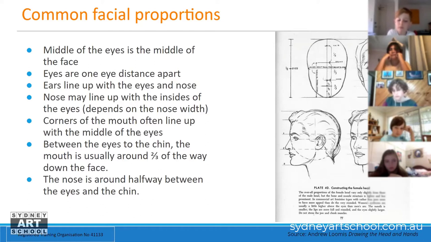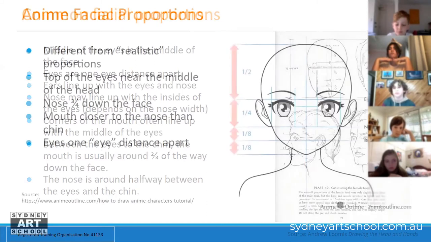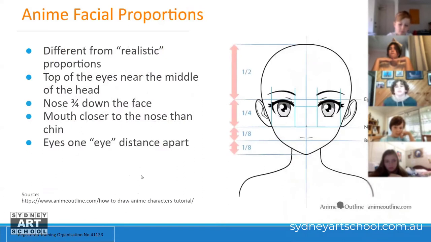Generally, most anime characters are young. So they might either be children or they might be teenagers. And the proportions of a child's face are significantly different to the proportions of an adult face. So if we have a look at the anime facial proportions, they're different to realistic proportions.